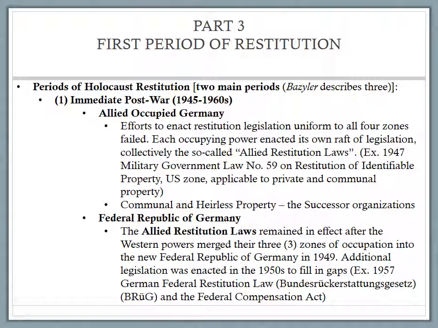Looking at what happened with restitution after the establishment of West Germany. The Allied restitution laws remained in effect even after the Western powers merged their 3 zones of occupation into the Federal Republic of Germany in 1949. But additional legislation was enacted in the 1950s to fill in gaps that weren't covered by the Allied restitution laws. For example, the 1957 German Federal Restitution Law provided for the compensation of property that was no longer traceable. And the 1956 Federal Compensation Act provided for compensation not covered by the restitution laws, including for those who had suffered bodily harm, damage to professional advancement, damage to property, and damage to business or professional career as a result of National Socialism.